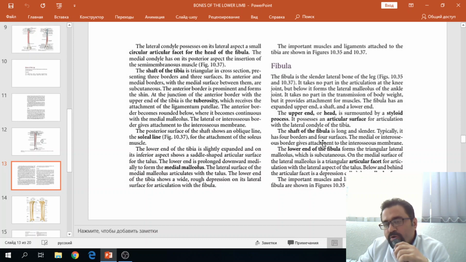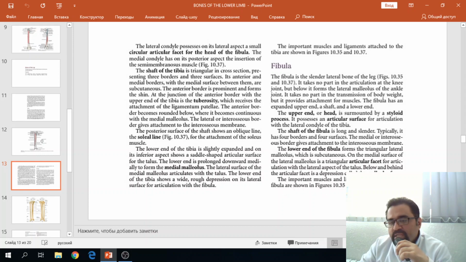Typically, it has 4 borders and 4 surfaces. The medial or interosseous border gives attachment to the interosseous membrane. The lower end of the fibula forms a triangular lateral malleolus which is subcutaneous. On the medial surface of the lateral malleolus is a triangular articular facet for the articulation with the lateral aspect of the talus. Below and behind the articular facet is a depression called malleolar fossa.